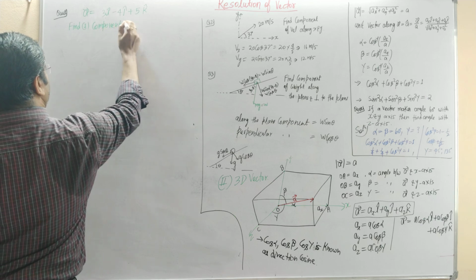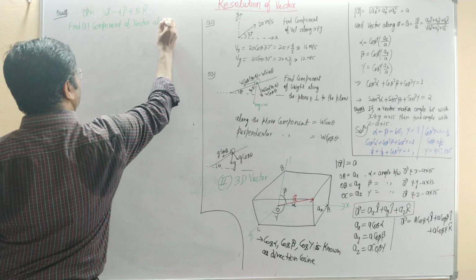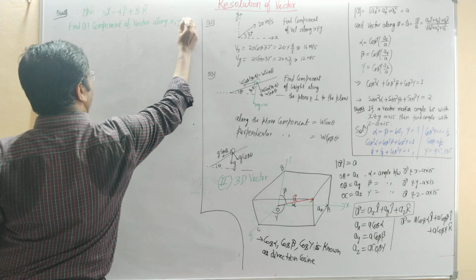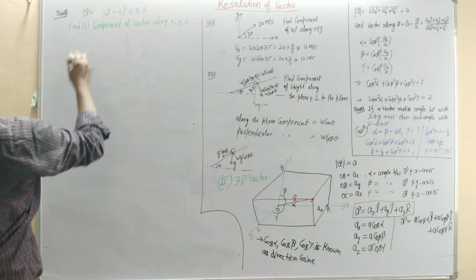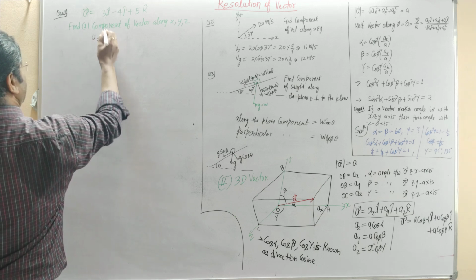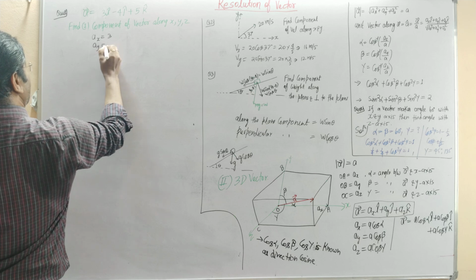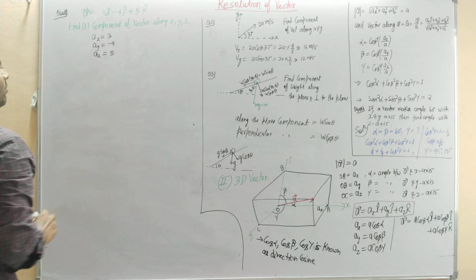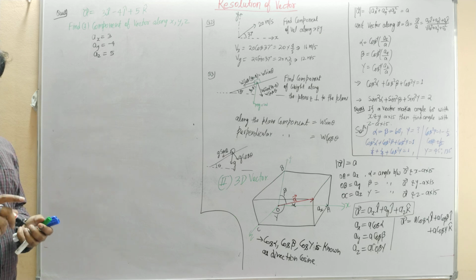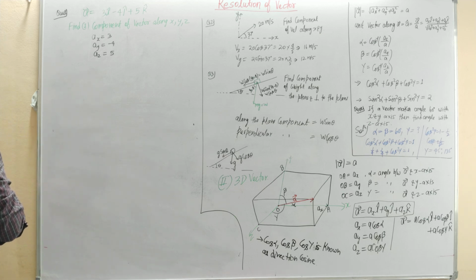the component of the vector along x, y, and z. Okay, so component of vector along x, y, z. That means we have to find out here ax. What is ax? This is ax, so this is 3. What is ay? That is minus 4. What is az? That is 5. So this is the component of the vector along x, y, z axis. Clear?